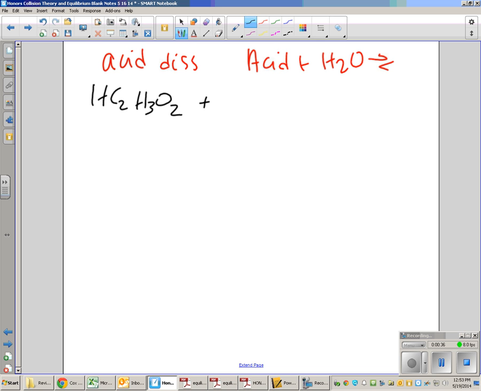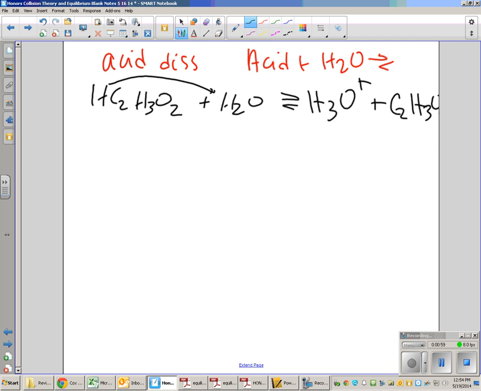HC2H3O2 plus water. This is an Arrhenius acid. What is an Arrhenius acid? What do they produce in water? H3O plus, right? So this H pops off, donates itself to water, making H3O plus, leaving us with what? C2H3O2 minus.